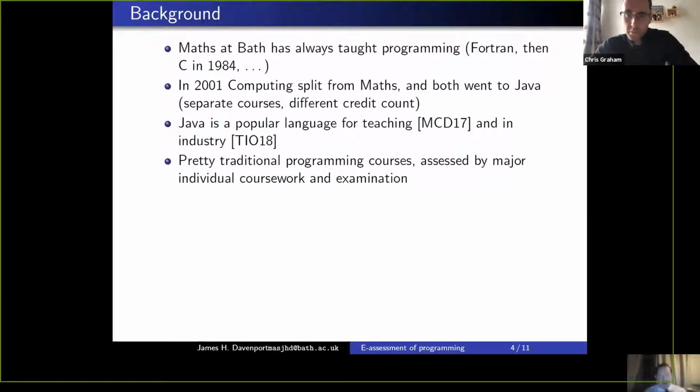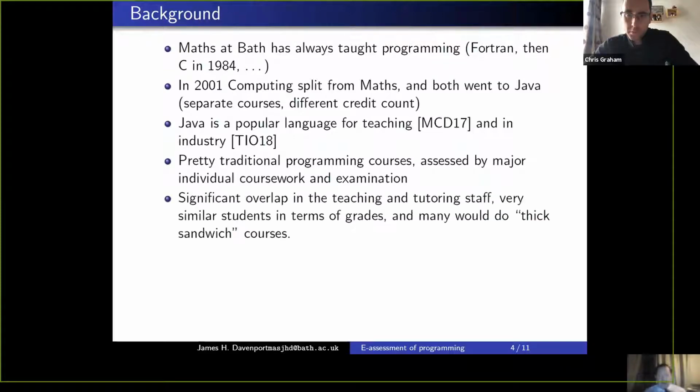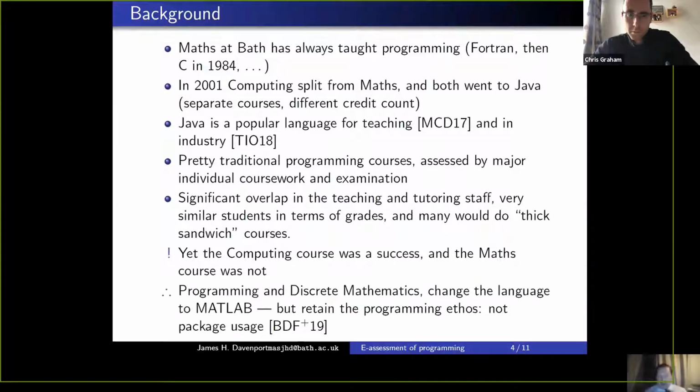Pre-traditional programming courses were assessed by major courseworks and examinations. The teaching staff and tutoring staff have significant overlap. They're very similar students in terms of grades. Many of them went on, in both cases, to do thick sandwich courses. Nevertheless, the computing course was a success and the maths course wasn't.